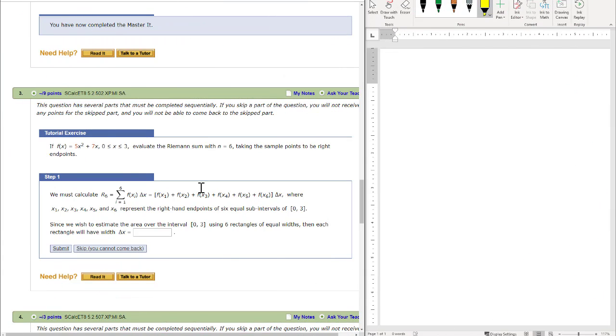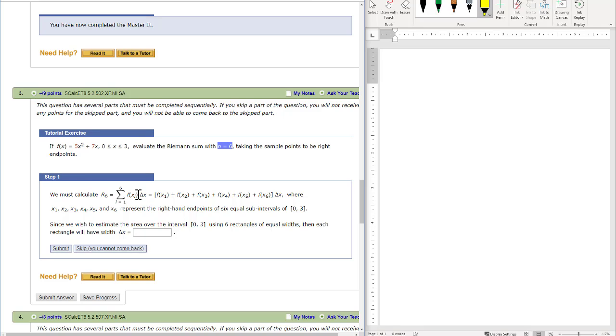This is a problem from your lab assignment, section 5.2. It says here that if f of x is equal to 5x squared plus 7x from 0 to 3, evaluate the Riemann sum with n is equal to 6, taking sample points to the right endpoints.